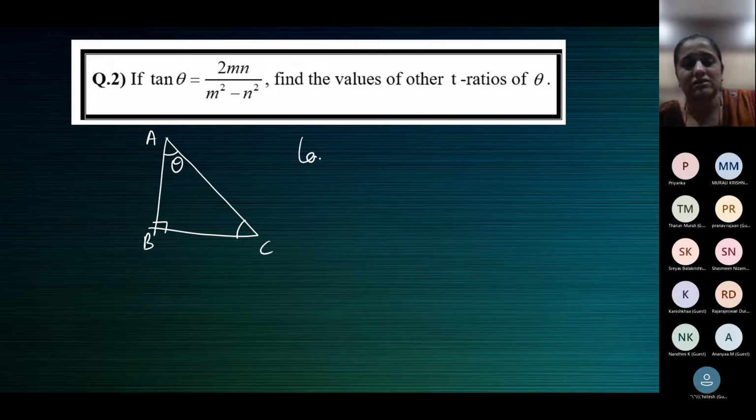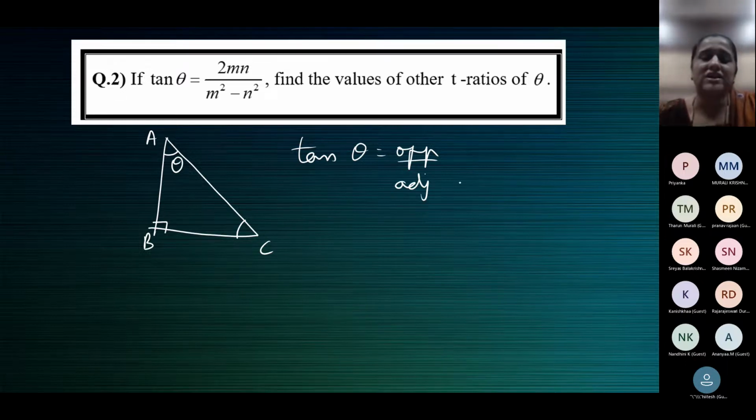Now, what is tan theta? Tan theta connects the opposite side and the adjacent side. Tan theta is equal to the side opposite to theta by the side adjacent to theta. Which is the side opposite to theta? This one is the opposite side, and the side adjacent to theta is this one. This is always the hypotenuse in this triangle because it's opposite the right angle.